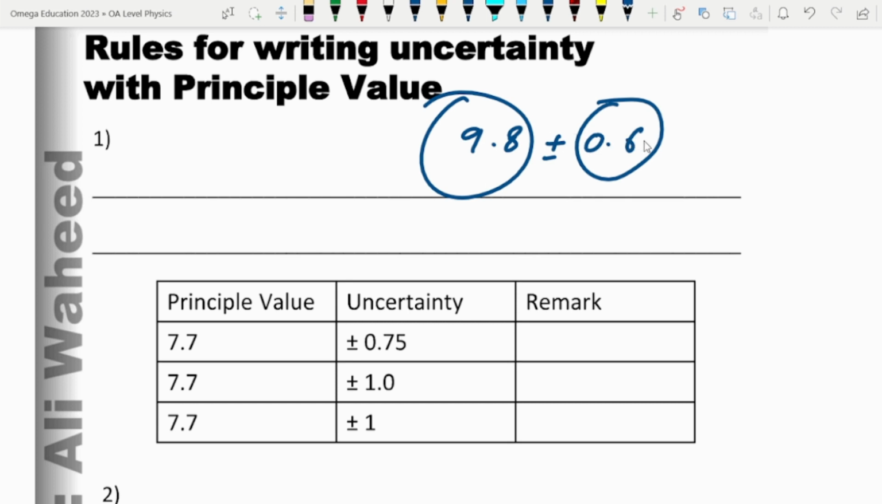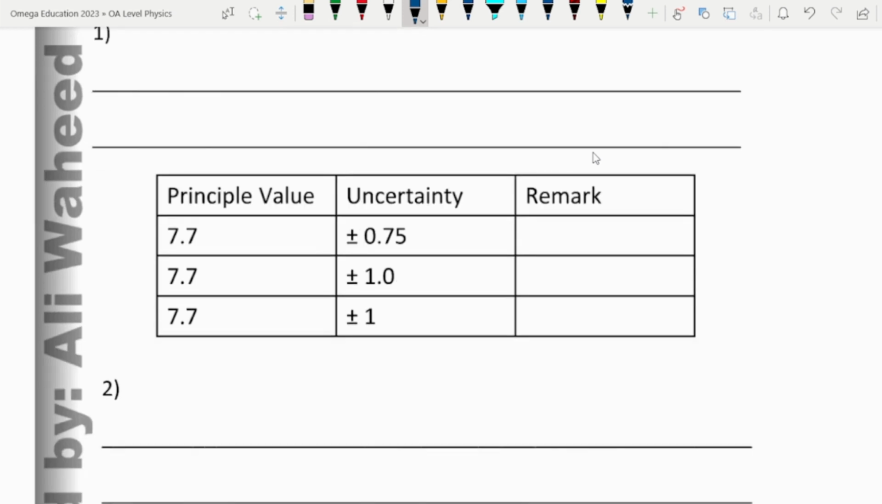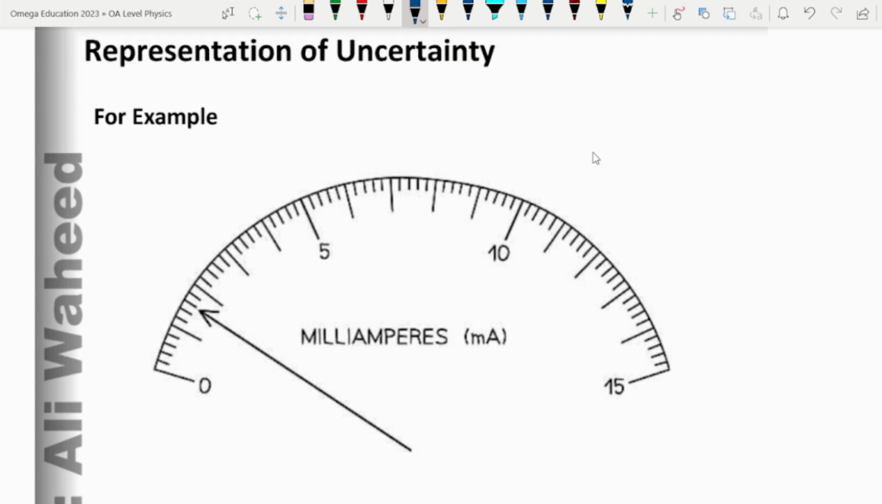So there are certain rules for the significant figures and for the decimal places that you need to figure out before you write the uncertainty with your final answer or with your principal value. But I'm going to skip this one for a while. First we study more about the uncertainty, and we will study these rules in the very last part of it. Okay, so let me scroll down.